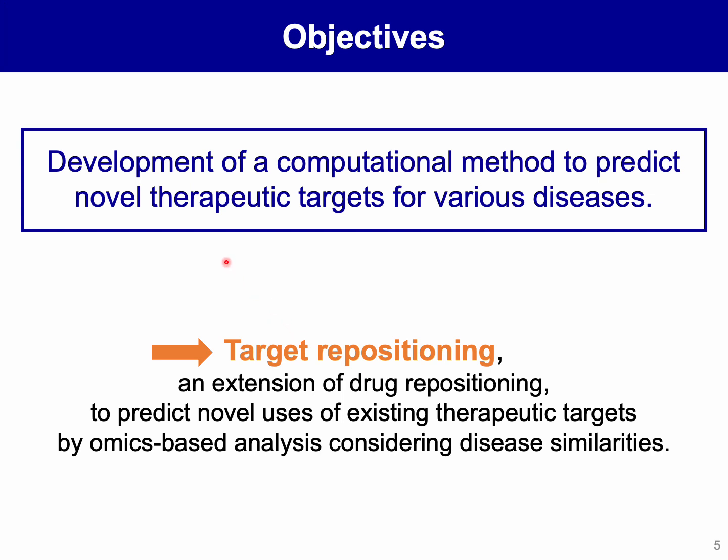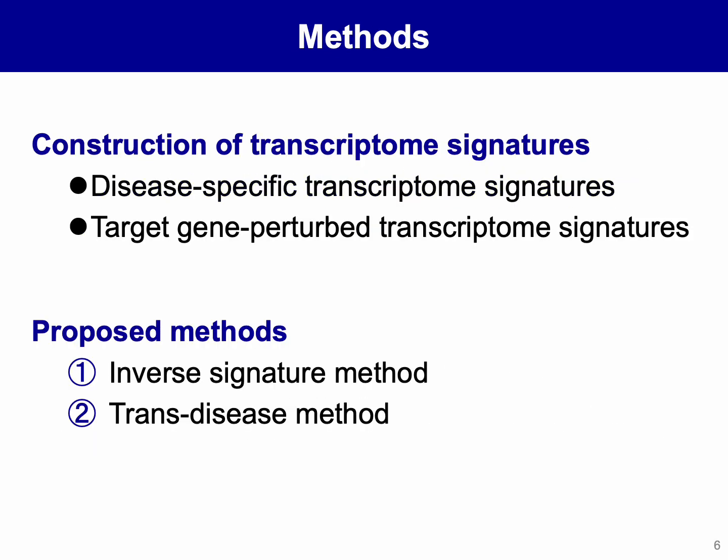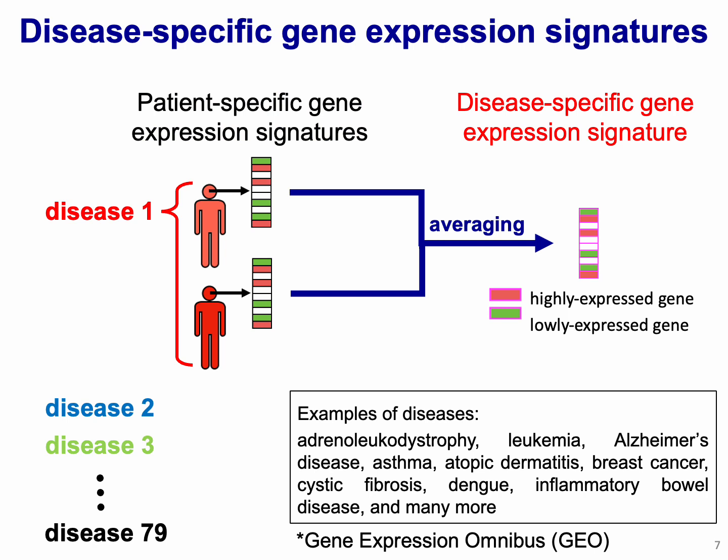The purpose of our study is to develop a computational method for target repositioning. We try to predict novel therapeutic targets for various diseases. We propose two methods by using disease-specific transcriptome data and target gene-perturbed transcriptome data.